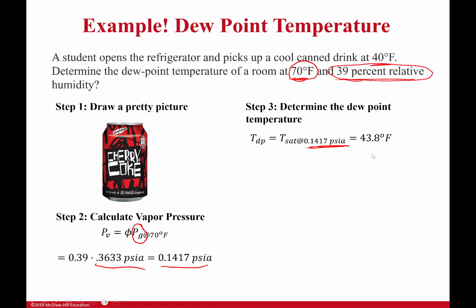Okay, and here we are, back in it. So the question now is, will the can sweat? Will this can sweat? And the answer is yes, it will sweat because it's at 40 degrees Fahrenheit, and that is less than 43.8 degrees Fahrenheit. This is the dew point temperature. My can is colder than that. The air surrounding it will begin to release the water, and it will begin to sweat on the can.